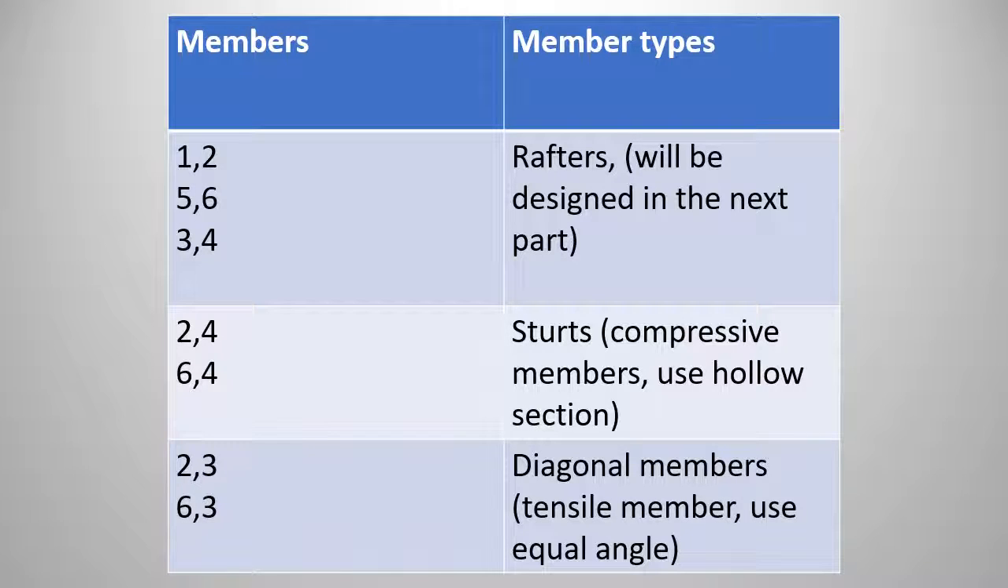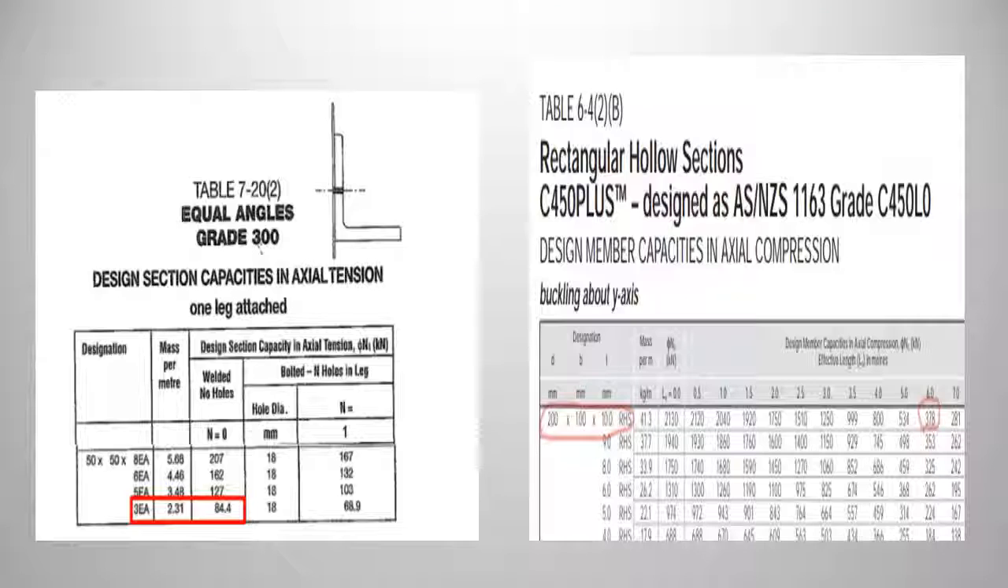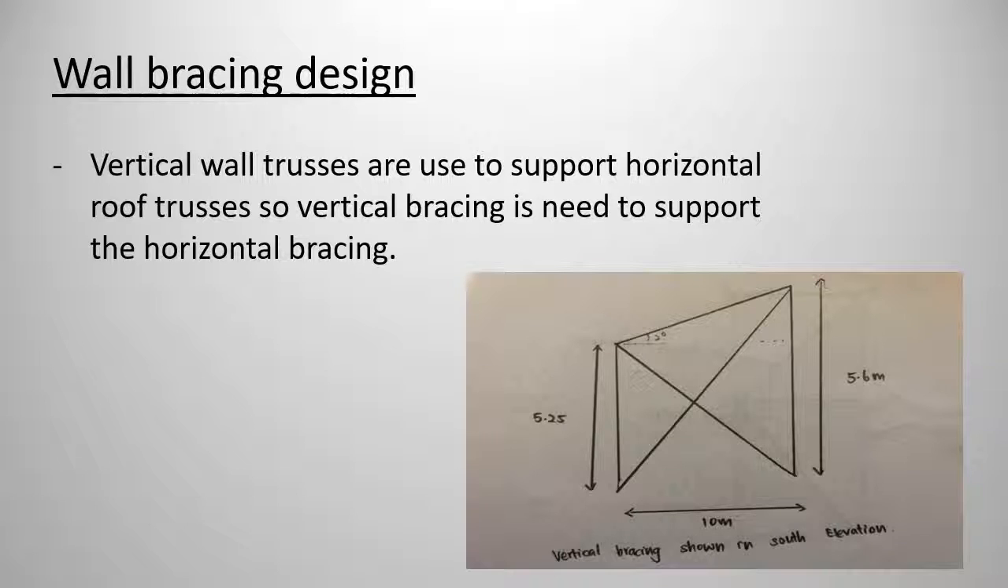This is a table stating the member types, where compressive members will be designed with hollow sections and tensile members with equal angle, which is the diagonal members. These are the tables where design of bracing is taken from. Wall bracing design is similar.